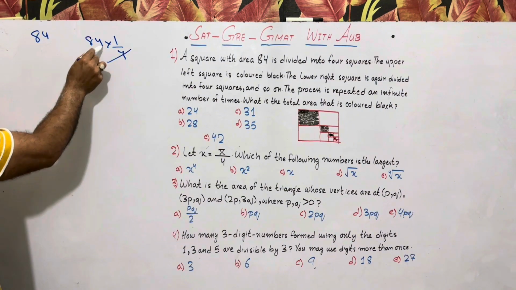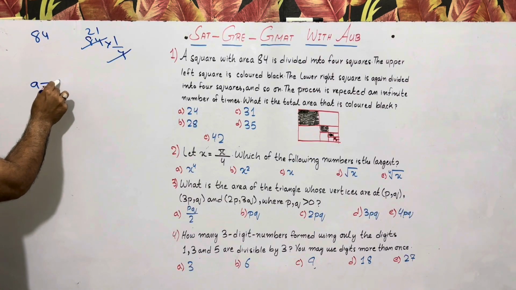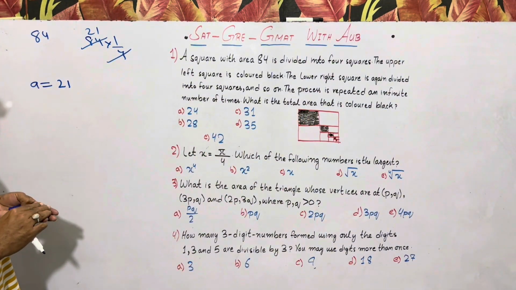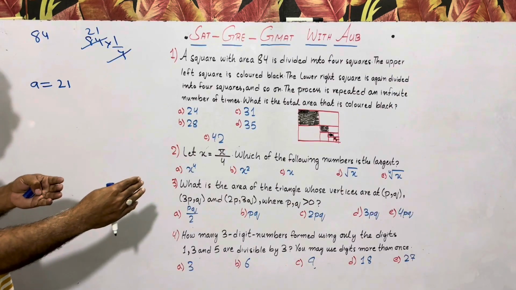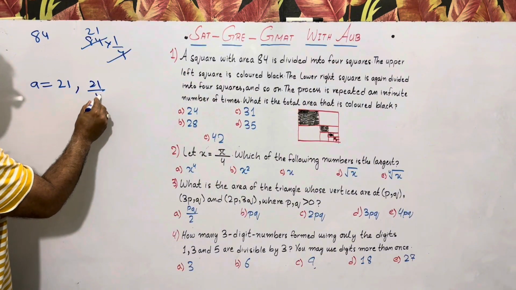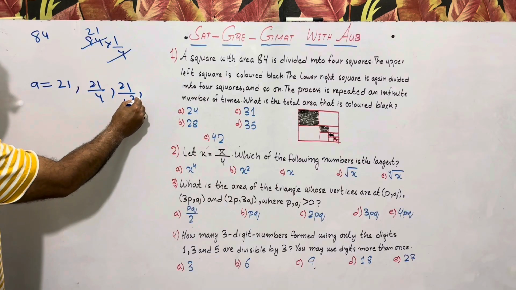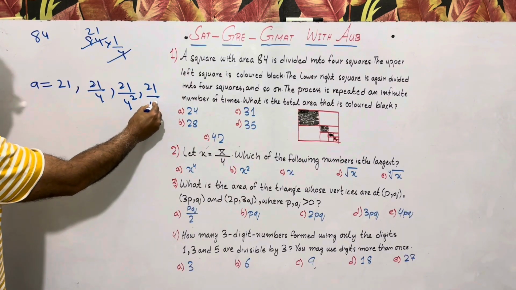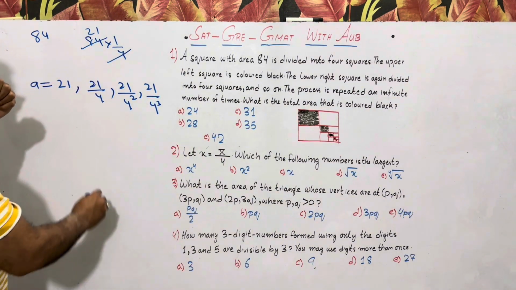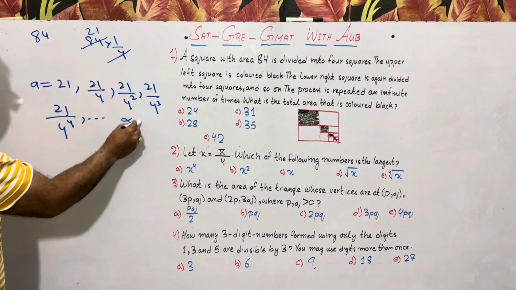It will become 21. So our first shaded portion is 21. Then we have to take 1/4 of 1/4, and so on. The second one will be 21 upon 4. Another time it will become 21 upon 4 square. Another time 21 upon 4 cube. By continuously multiplying by 1/4. Again 21 divided by 4 raised to 4, and so on and so on.